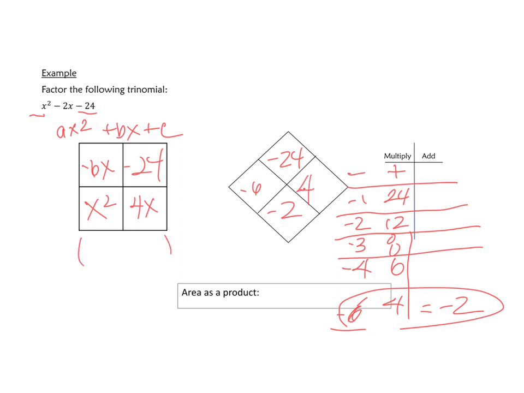What are our sides? Well, we start with our x. X times what is x squared? I think you know that one. X times x is x squared.